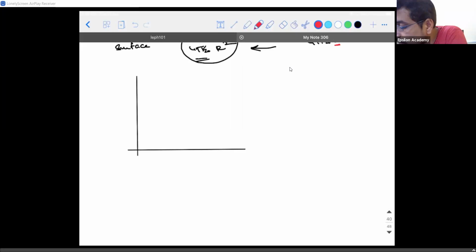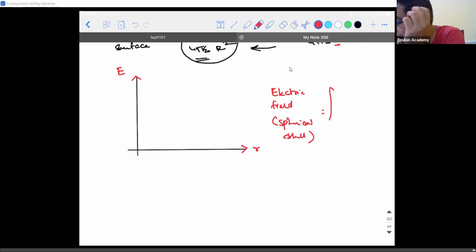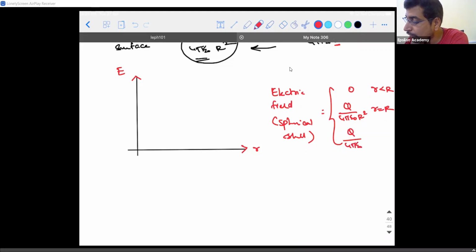Okay, so this is another important point. They might ask you to draw the graph between electric field as a function of distance. So electric field due to a spherical shell, I am framing a mathematical equation. It is 0 when the value of small r is less than capital R. It is equal to Q divided by 4 pi epsilon naught capital R square when small r is equal to capital R. It is Q divided by 4 pi epsilon naught small r square when small r is greater than capital R.